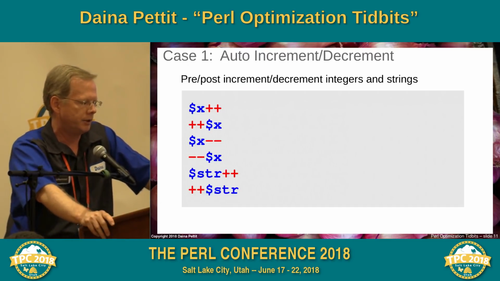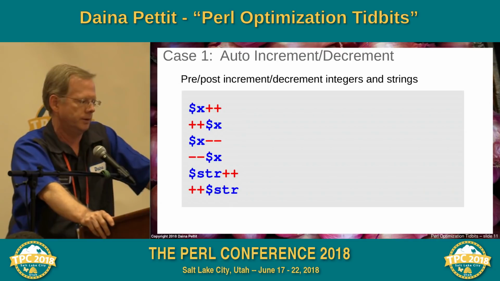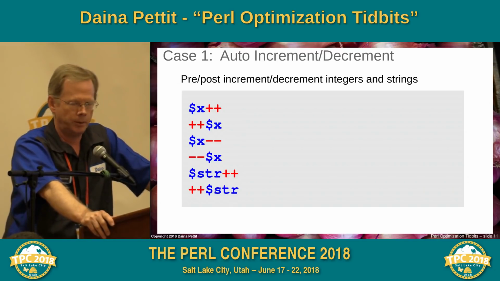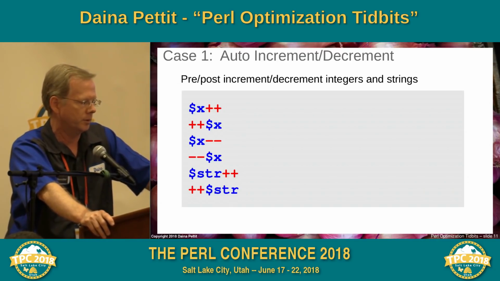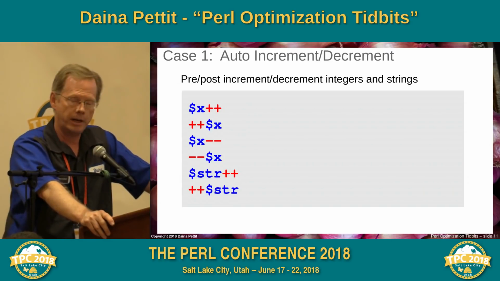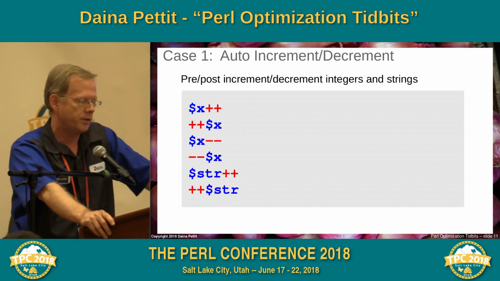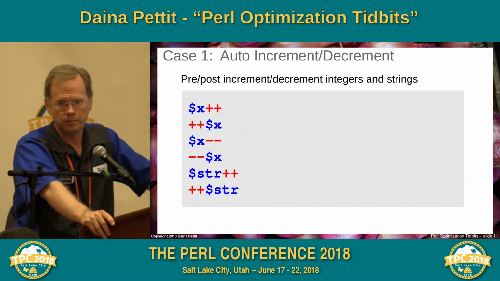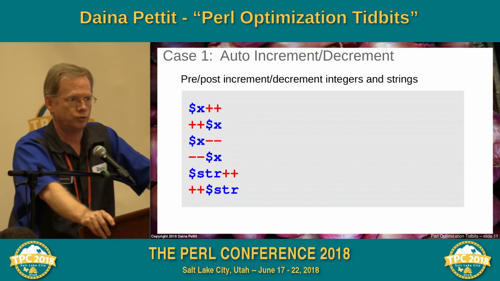So let's look at case number 1, auto increment or decrement with the pre and post, and what we ended up with. We have the plus plus on either side, we have a minus minus on either side, and then we did strings. A lot of you may not know that you can actually auto increment a string, and sometimes that makes no sense whatsoever.